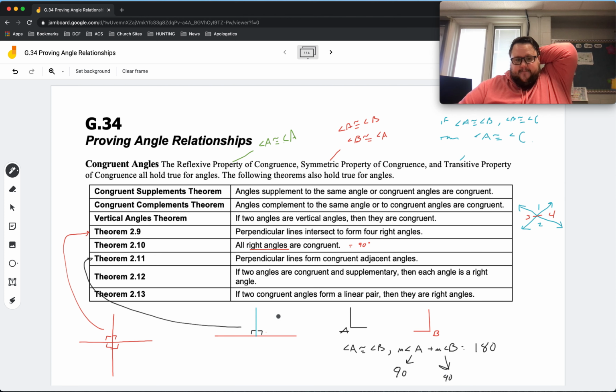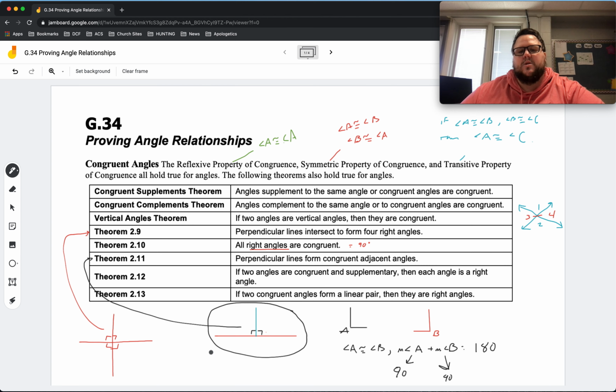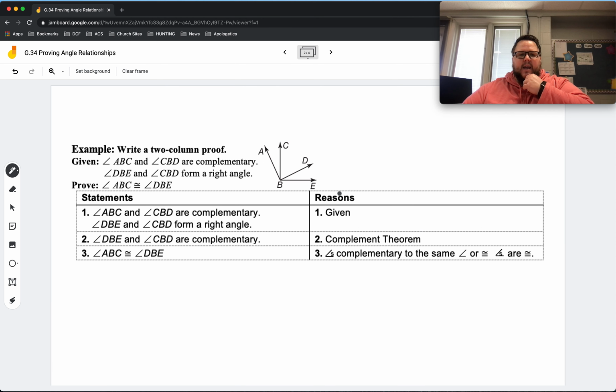So that's what they're saying. Theorem 2.13: If two congruent angles form a linear pair, they are right angles. That's this right here. Two angles forming a linear pair and they're congruent, then they have to be right angles. So let's go do this example together.